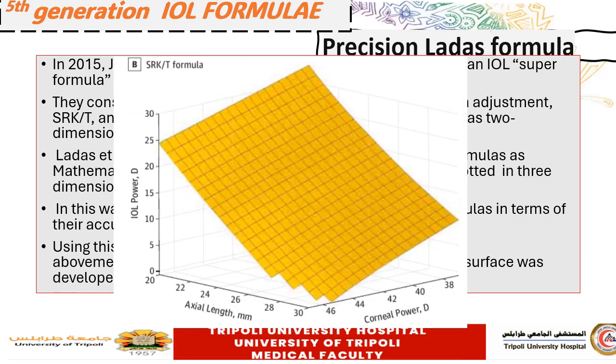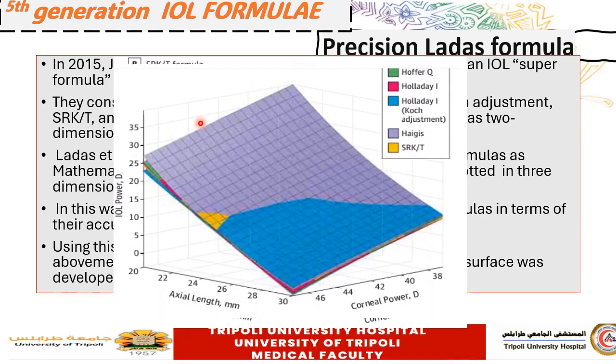For example, if you can see in this diagram, this is the three-dimensional representation of the SRK/T formula. This is one of the famous third generation formulas. They represent the IOL power against the axial length and the corneal power. And they did the same thing for each of the formulas. Each formula has a potency in a particular field. For example, the SRK/T is very useful in long eyes, for axial length more than 26 millimeters, and the Hoffer Q for short eyes, and the Haigis formula, for example, for those who need negative powered IOL, and so on.